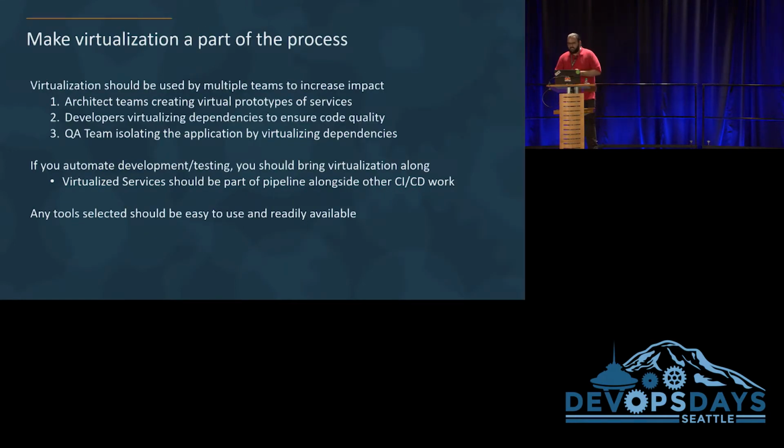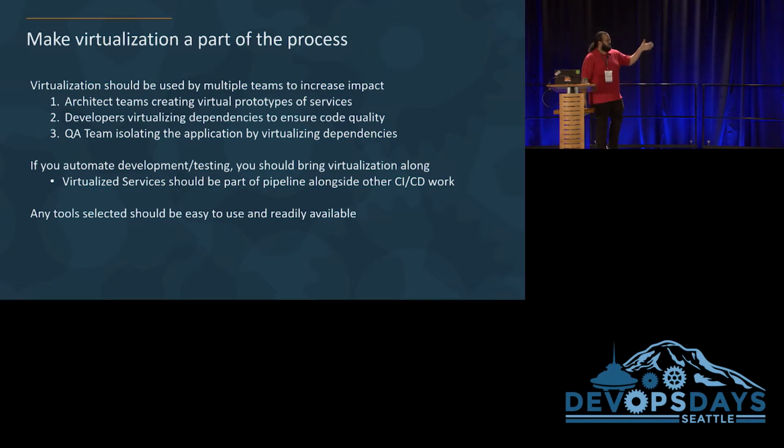And then making virtualization a part of your process. It should be used by multiple teams to really increase its impact. And this depends on a case-by-case basis. A couple examples here. If you're architecting your APIs first, designing your APIs first, give virtualization to your architect teams so they can create virtual prototypes of these services. They can get feedback based on these prototypes. They can hand this off to front-end devs, testers, before the API is fully implemented.